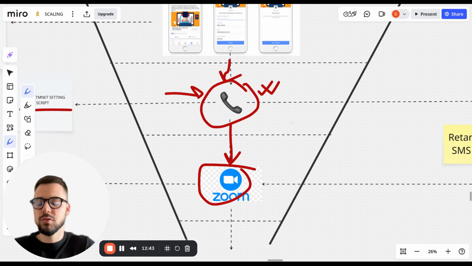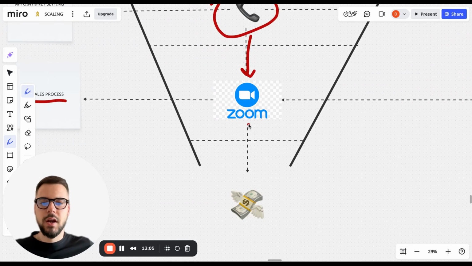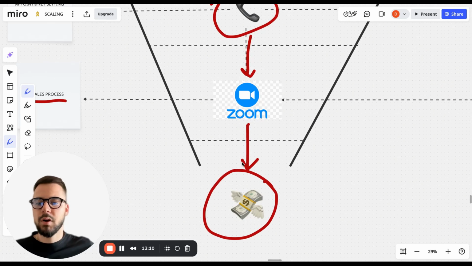So when we schedule them in for a Zoom call, we want to have a proven sales process in place. We also provided our client with that. And after that, it's pretty much straightforward. They're going to be pushed for a purchase, and that's how we acquire clients.